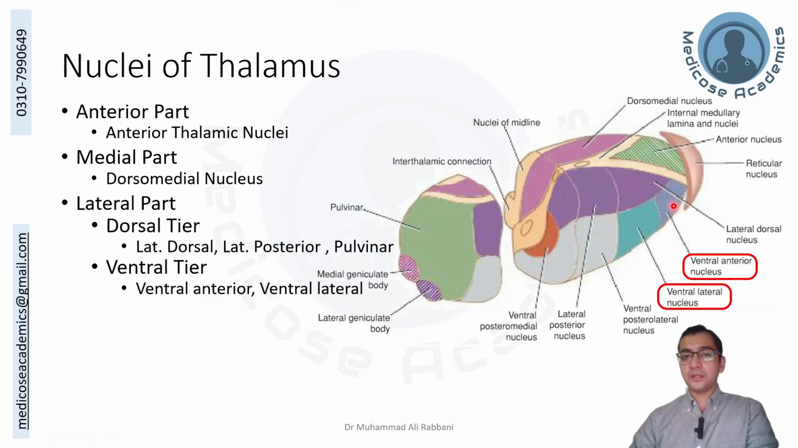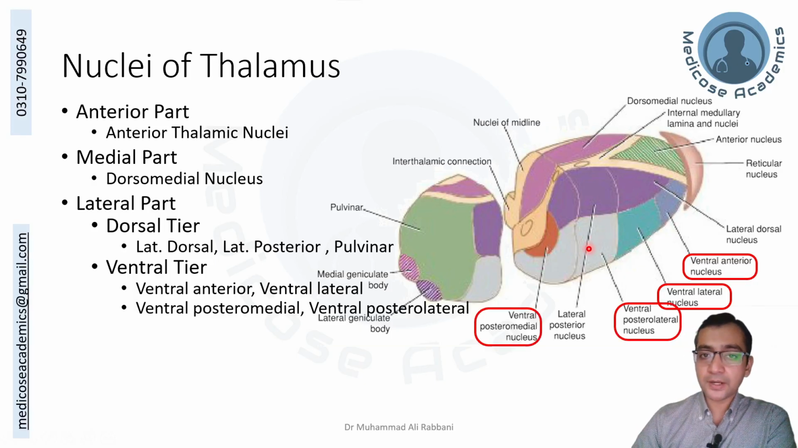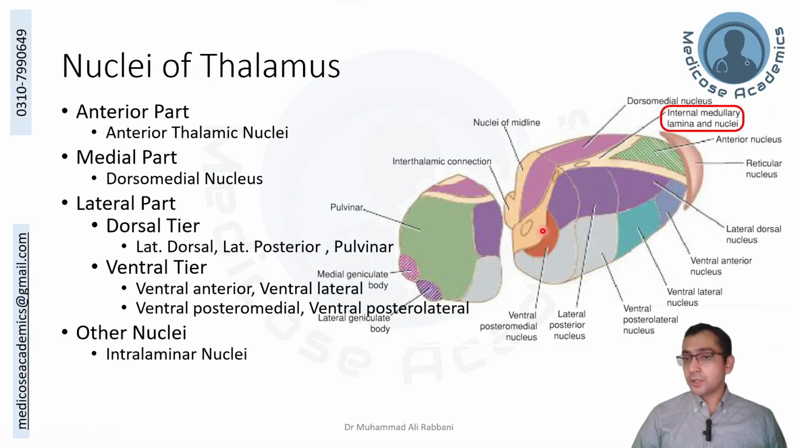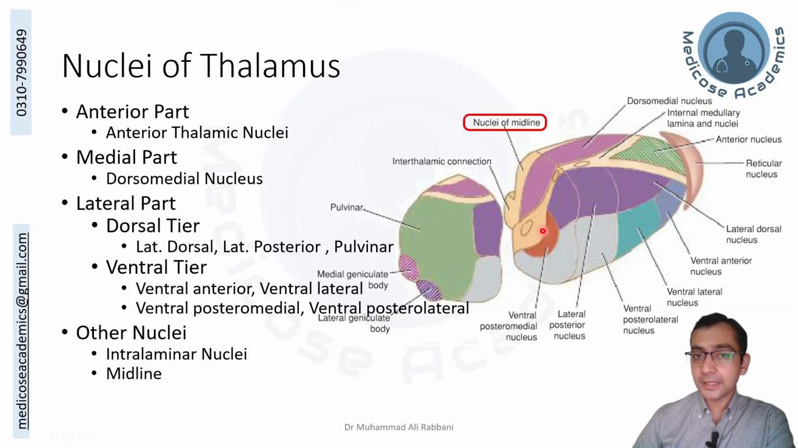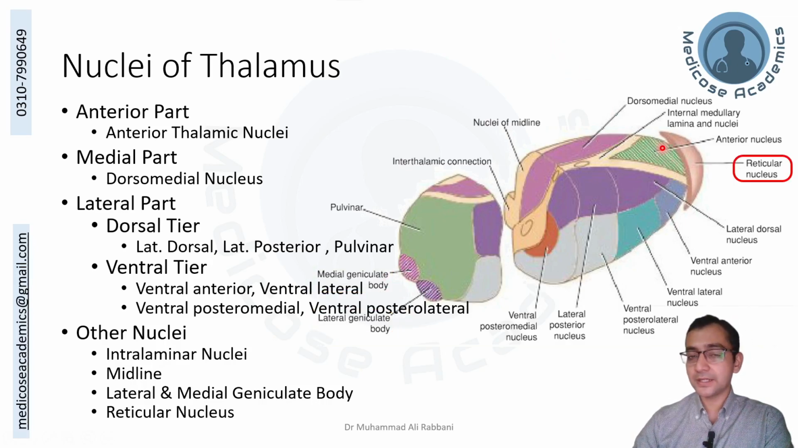From front to back, there is the ventro-anterior nucleus, ventrolateral nucleus, and ventro-posterior nucleus, further divided into ventro-posterolateral and ventro-posteromedial. Then there are other nuclei that do not fall into this classification, like the intralaminar nuclei present within the internal medullary lamina, the nuclei of the midline, majorly present in the interthalamic connection, the geniculate bodies on the posterior-inferior aspect, and the reticular nucleus, which is, interestingly, physically separated from the thalamus by the external medullary lamina.